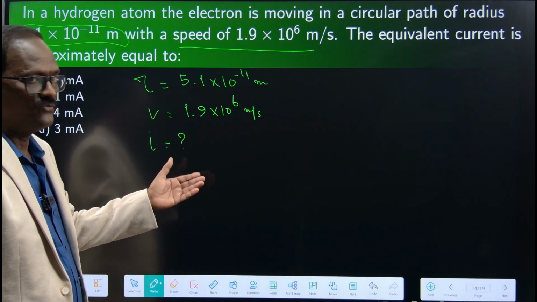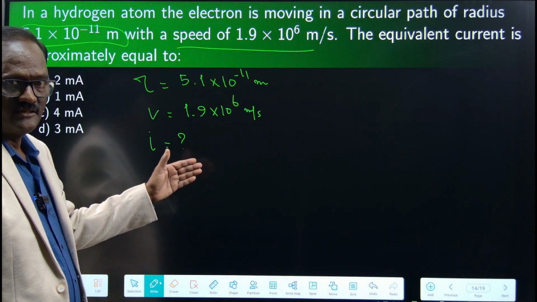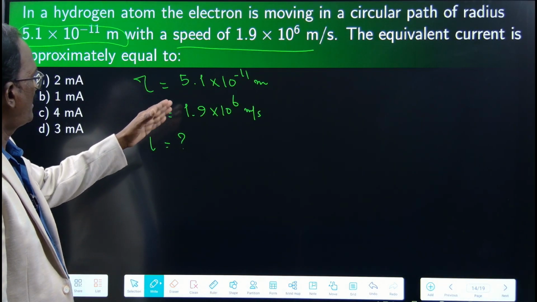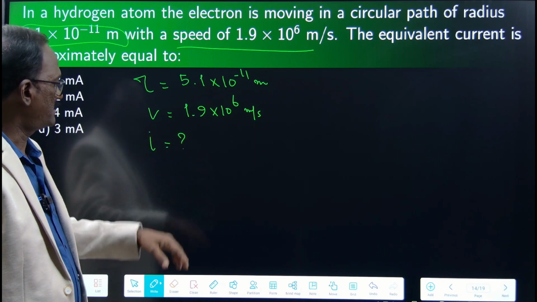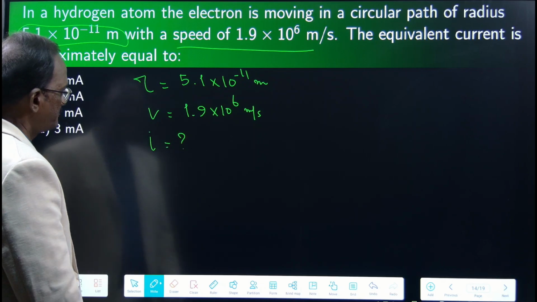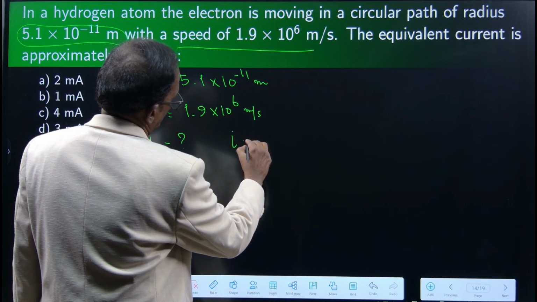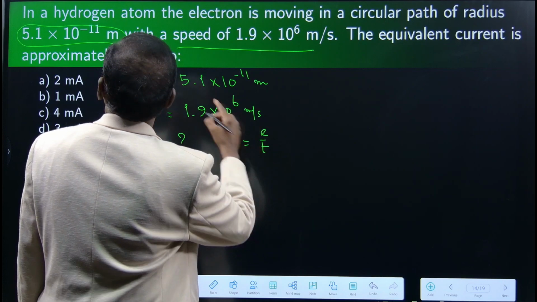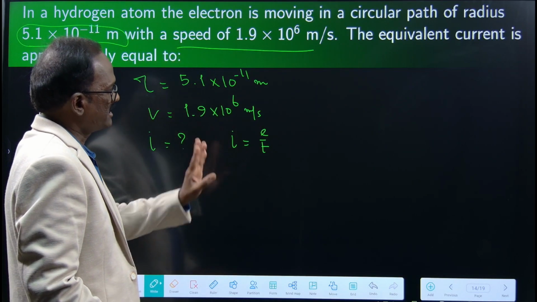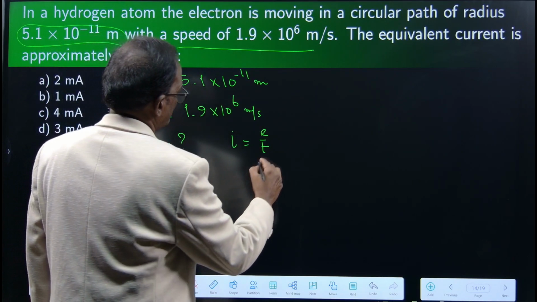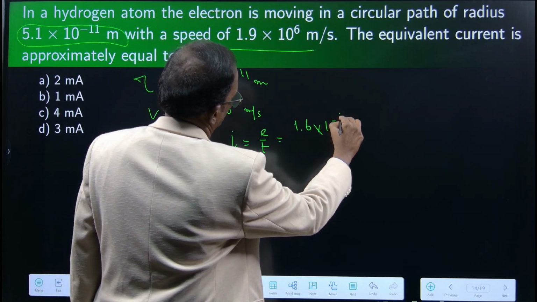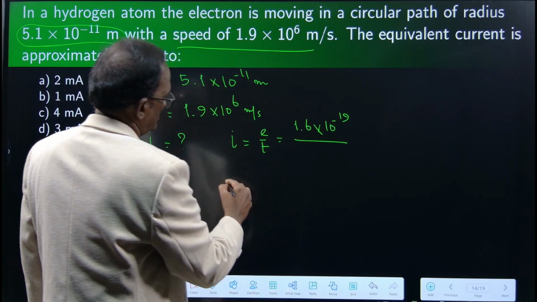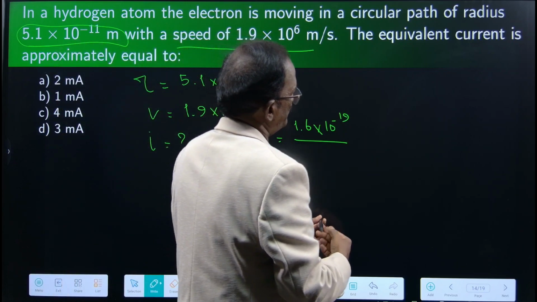it is similar to the one we have seen in the previous problem. R radius, V it is given, right? Values are given here. So I is equal to what? I is equal to E by T. Hydrogen atom, it is having only one electron. So E by T, E is 1.6 × 10^-19. The T value I am calculating separately.